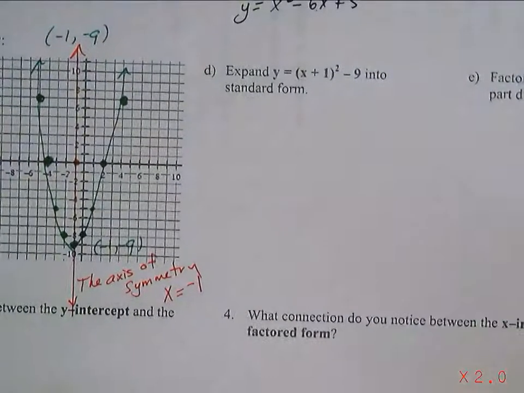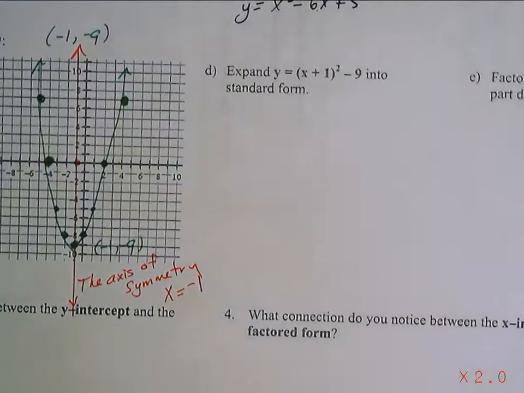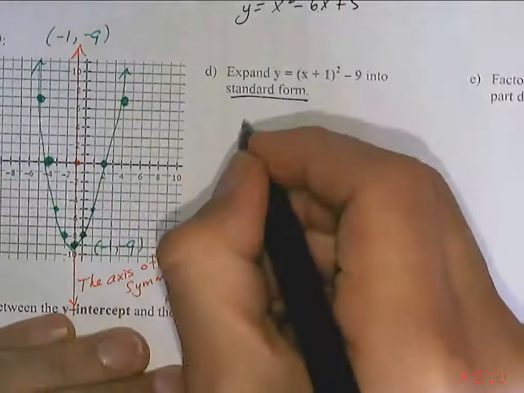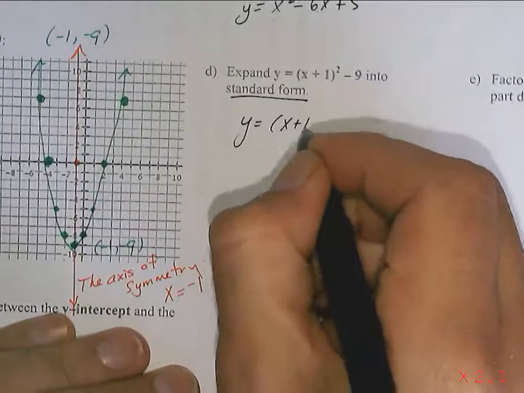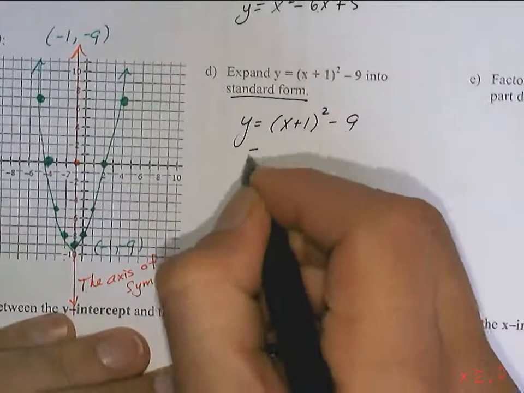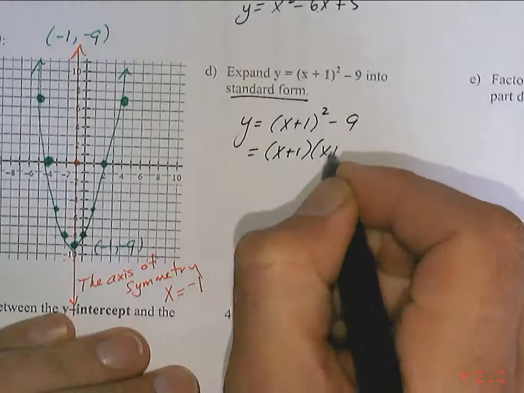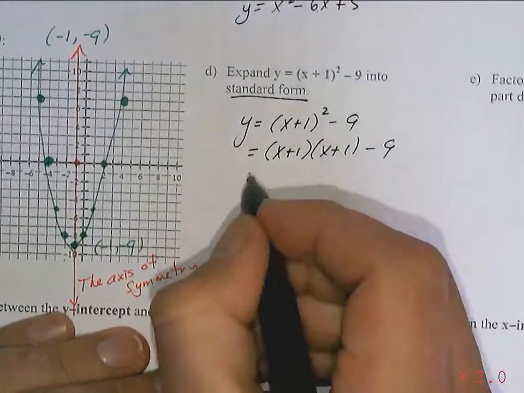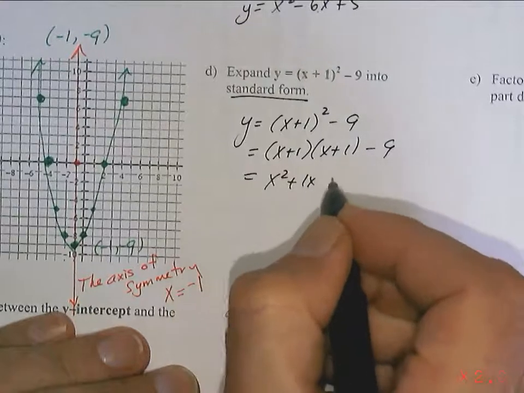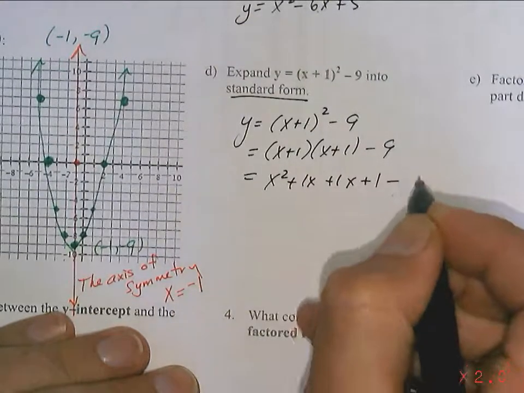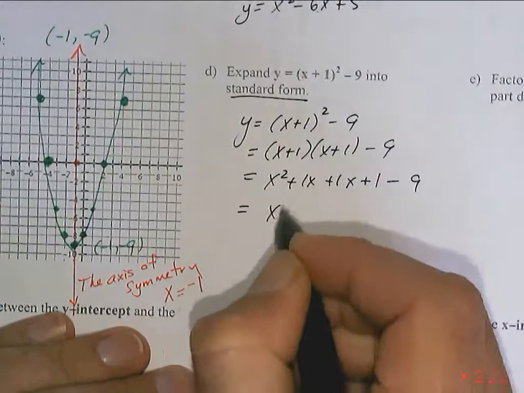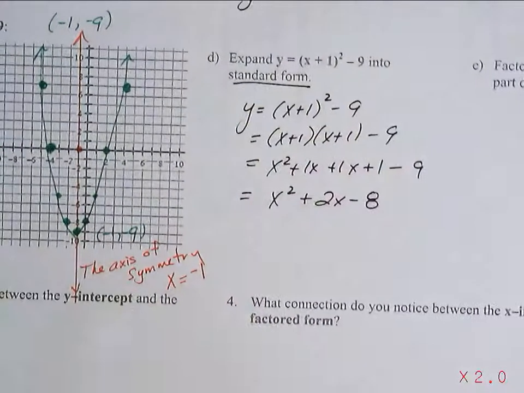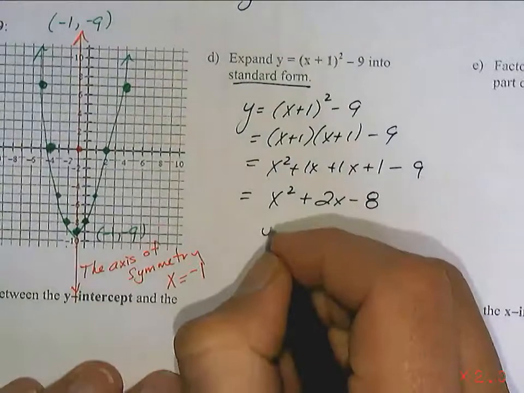Expand. y equals (x plus 1) squared minus 9. Okily dokily, because we want to put it in standard form. So y equals (x plus 1)(x plus 1) minus 9. Multiplication before subtraction. So x squared plus 1x plus 1x plus 1 minus 9. x squared plus 2x minus 8. Life is grand. We have it in standard form.